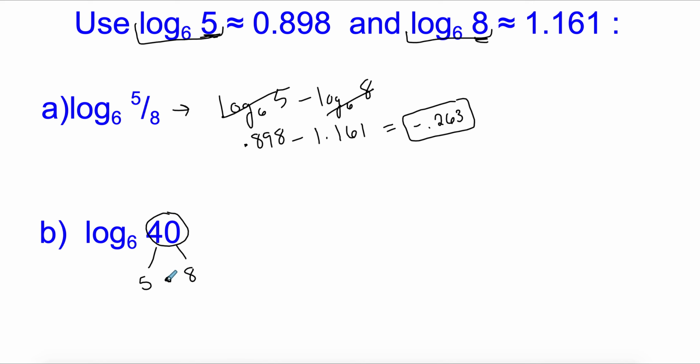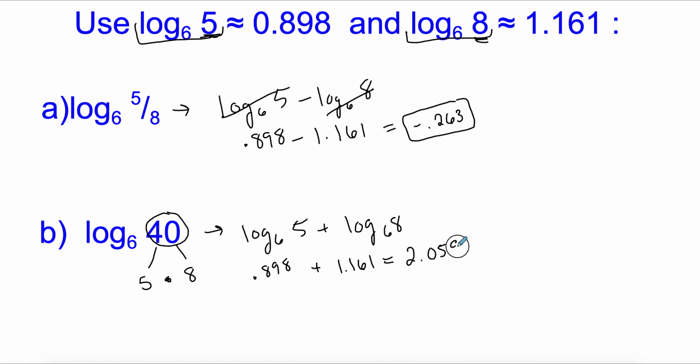I can break this apart using my multiplication properties. So what happens when you're multiplying two exponents? You are going to add. So we're going to split this apart using addition. And then we have these values again, 0.898 for this one, 1.161 for this one. We put those together, and we get 2.059. So you're just trying to use these numbers, the 5 and the 8, to get this log to break down.